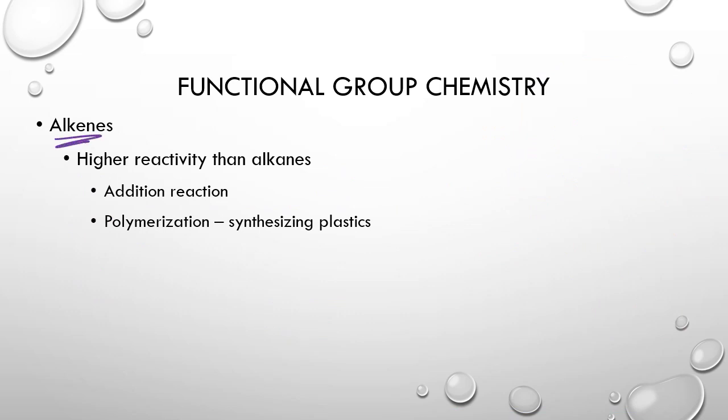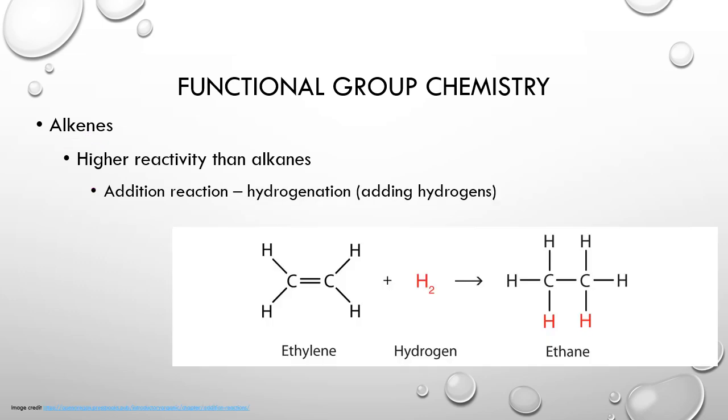All right, so now we're going to move away from alkanes and talk about alkenes instead. Alkenes are quite a bit more reactive than alkanes because of those double bonds. We're going to look at two specific kinds of reactions: addition and polymerization. So first up, addition reactions. Addition reactions, literally, we're adding stuff. Hydrogenation is an example of an addition reaction where we're adding hydrogens.